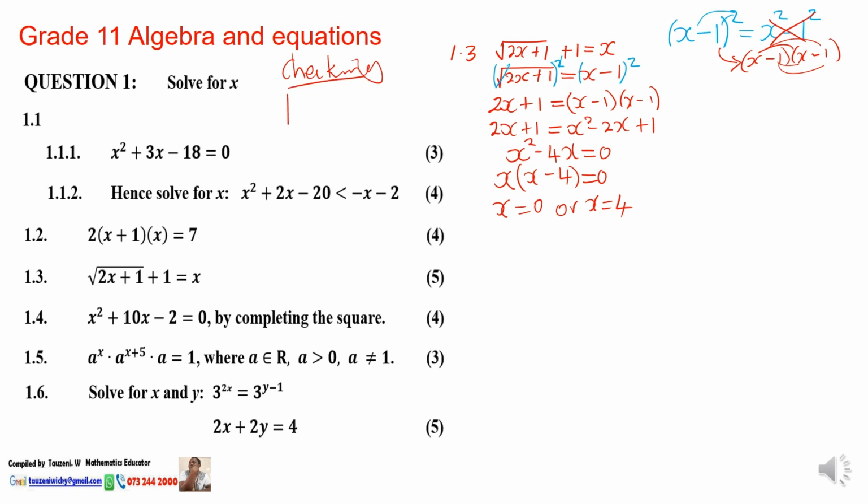So the square root of 2 times 0 plus 1 and then plus 1 is equal to 0. Now if you simplify this, I'm substituting x with 0. The left side is going to give me 1 plus 1, which is equal to 2. Then I will get 2 is equal to 0. This does not make sense because 2 cannot equal 0.